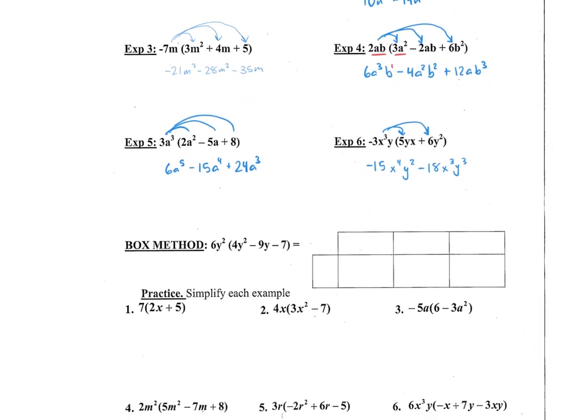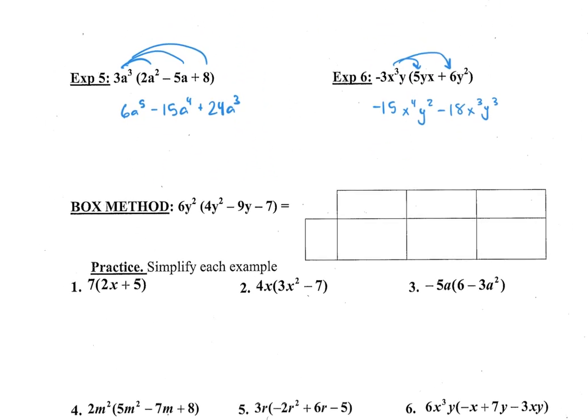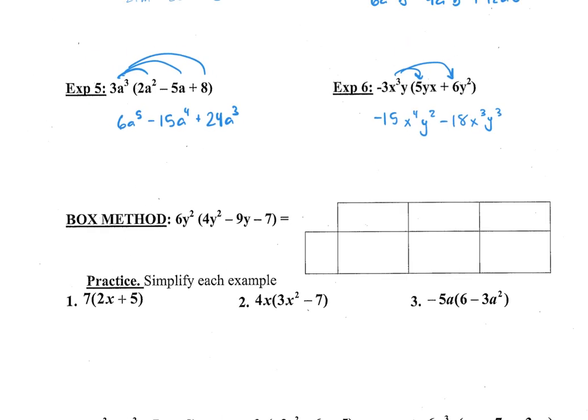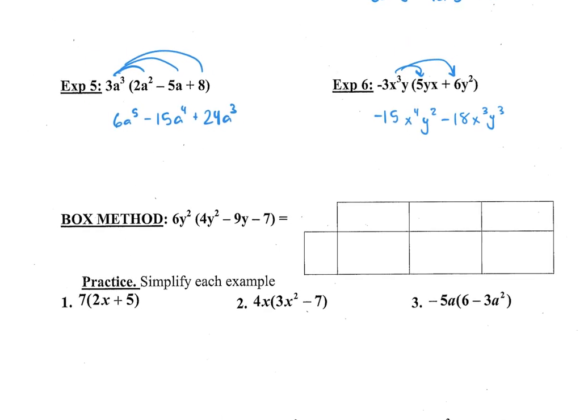All right, let's kick things up a notch. Now, up until now, we were just doing monomial times other things. In examples 5 and 6, example 5 is a monomial, 3a cubed, times a trinomial. Example 6 is a monomial times a binomial. In all of those methods, we were using what I'll call a rainbow method. The arrows make kind of a rainbowish arc.